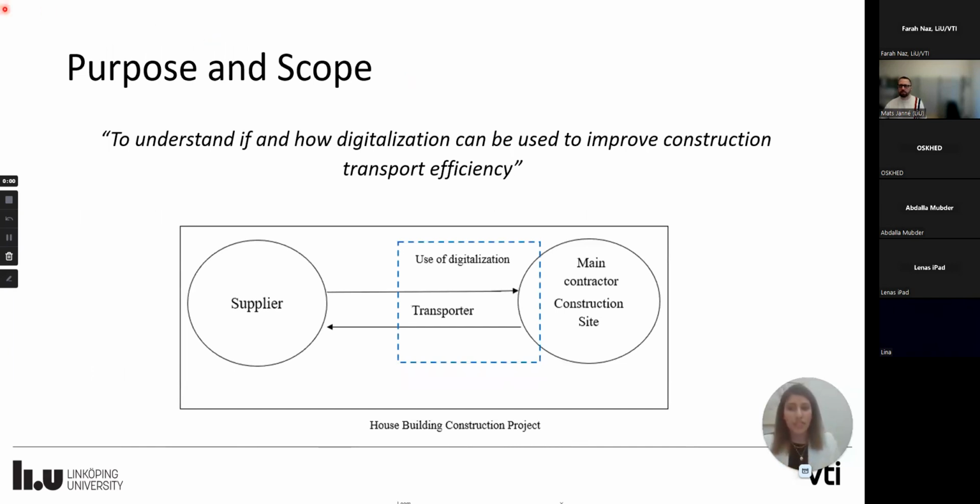The purpose of this research is to understand if and how digitalization can be used to improve construction transport efficiency. And the scope of my research is that I have only looked at the use of digitalization in transport delivery operations, from the step where we print invoices and do sorting and loading until the point the material is unloaded at the construction site. I have not studied the use of digitalization beyond that, because that is also an area where digitalization could be used, for example to track the materials at the construction site, but I have not done that. I have only studied the transport delivery operations and how digitalization is used in them.